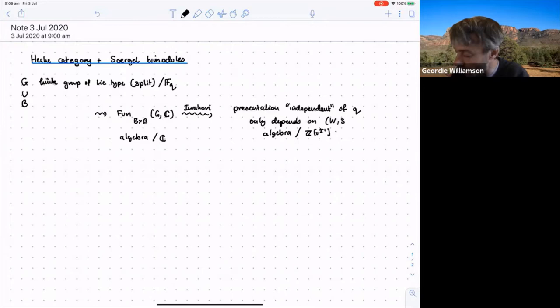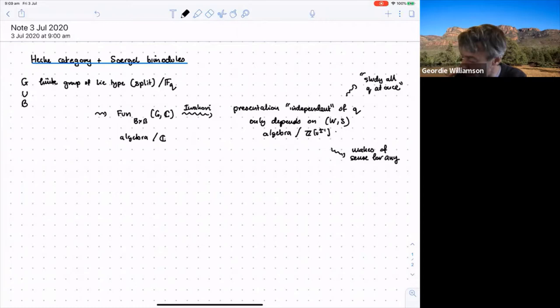And this is very useful because we can study all Q at once. So we isolate a part of the representation theory that is independent of Q and just looks like the representation theory of the Weyl group. And also the Hecke algebra makes sense for any Coxeter group, whether or not this Coxeter group arises as the Weyl group of a reductive algebraic group. And the main question that motivates at least the first hour today is, can we do a similar thing for the Hecke category?